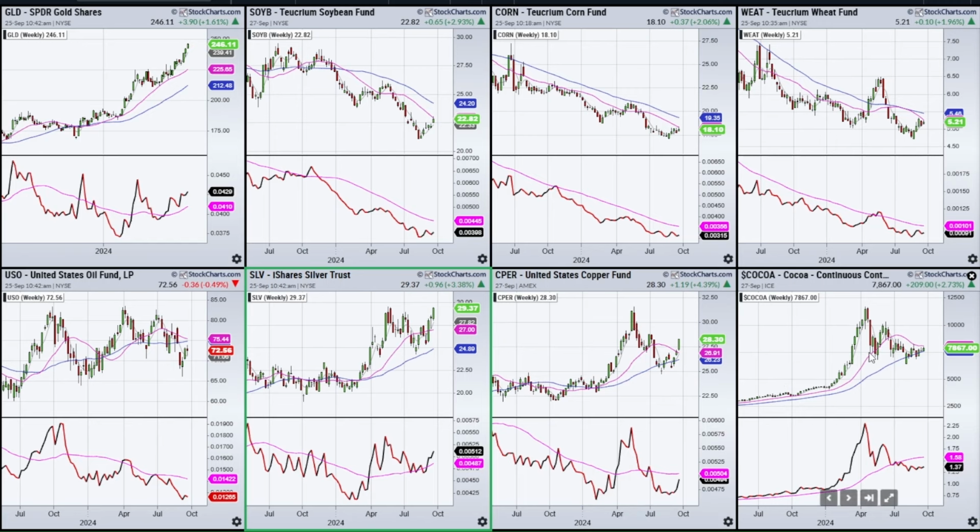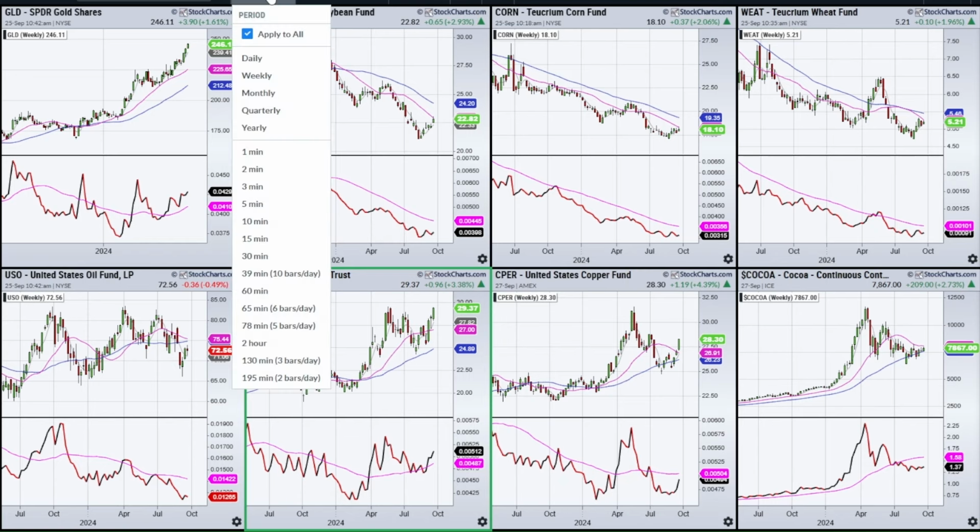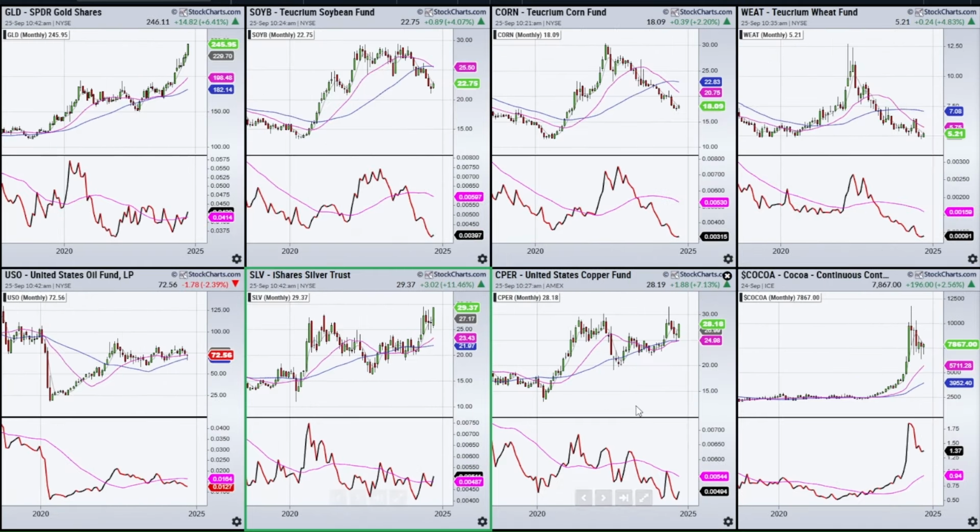Even if we look at cocoa, this is a weekly chart going through a correction. One thing I wanted to point out is what's taking place when we look at this. I can switch the period from weekly to monthly, and I can apply it to all. So I can just click on this, and now all of these are monthly charts. All right, now I think this is important right now to recognize. Still have a lot of strength here, massive base breakout and big continuation.